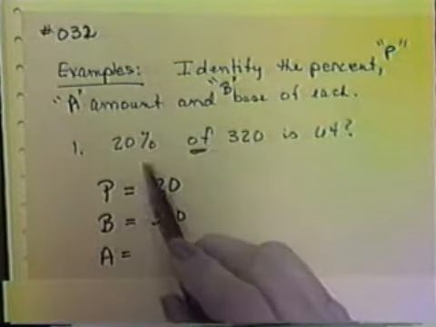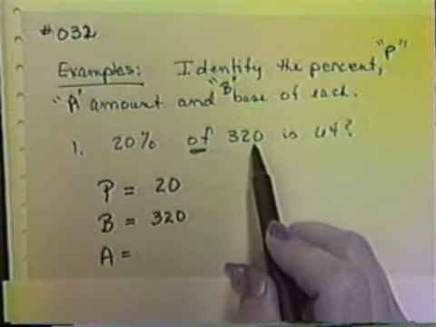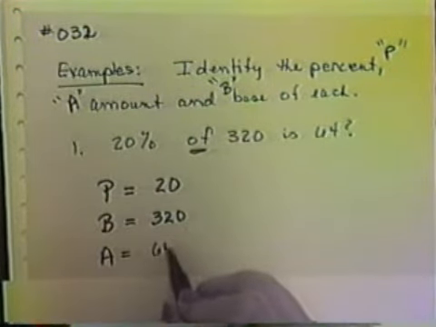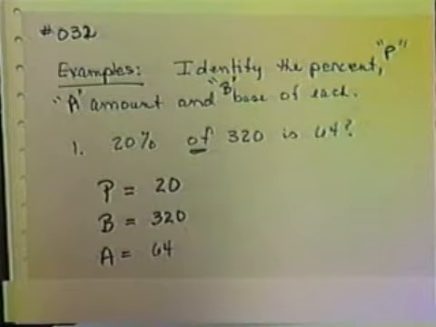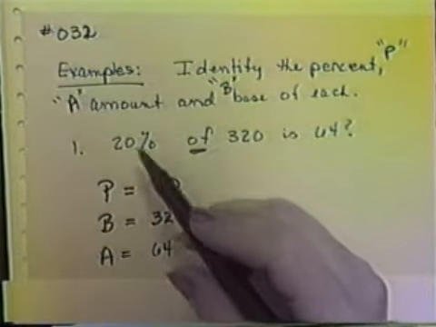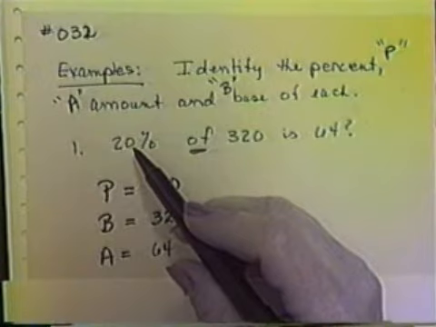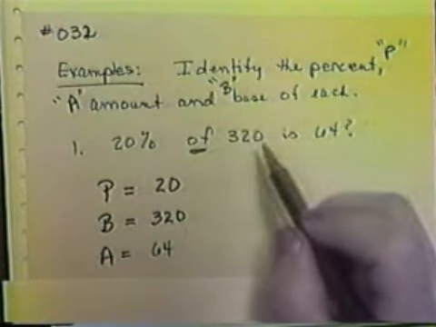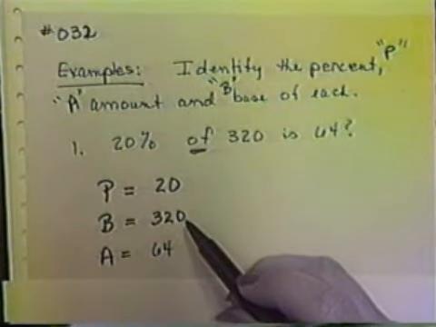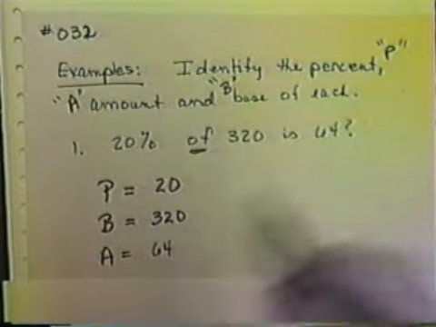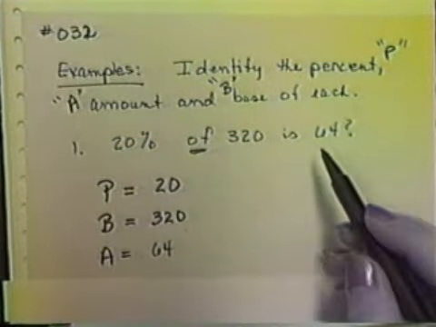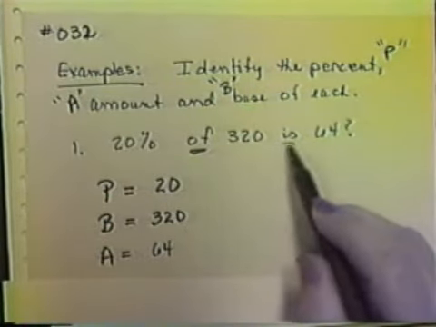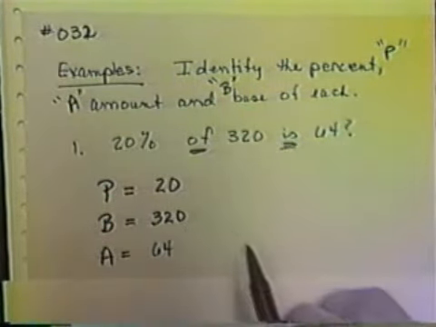Now what is 20% of 320? That's our amount. And that's our 64, and of course it's the only thing we haven't used yet. So the 20%, the percent, is usually very obvious. The base is what I'm taking the percent of, and I'm taking the percent of 320, so the base is 320, which leaves 64 to be the amount. Usually in the sentence it's by itself on the other side of the word is.